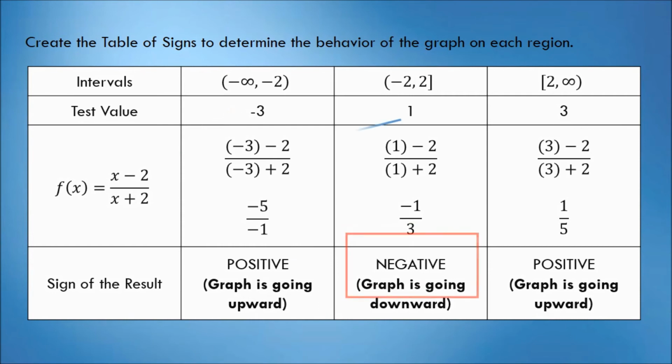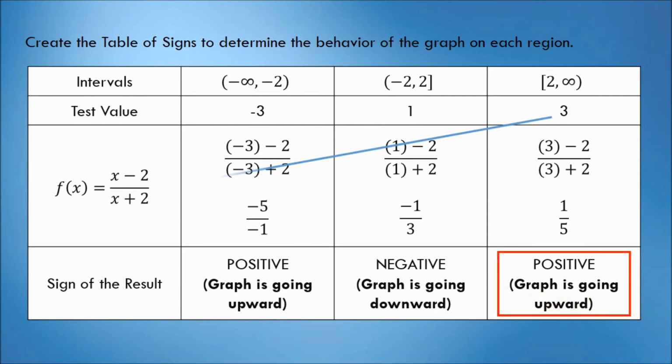Next, substitute positive 1 to the function. The result is negative 1 over positive 3. The result is negative 1/3, meaning the graph will go downward. Lastly, substitute positive 3 to the function. The result is positive 1 over positive 5. The result is positive 1/5, meaning the graph will go upward.